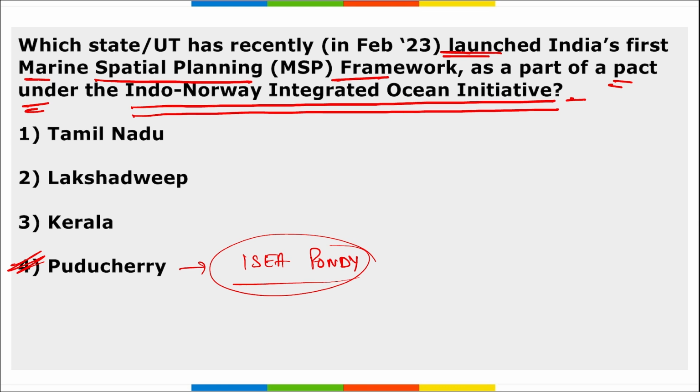Puducherry and Lakshadweep were chosen as coastlines to pilot the MSP initiative. Pilot means on a trial basis, after the 2019 Memorandum of Understanding between India and Norway on collaboration on implementing MSP in oceanic space. What is MSP? It is a process of allocating spaces in maritime zones for human activities like economic, ecological, social purposes, etc.